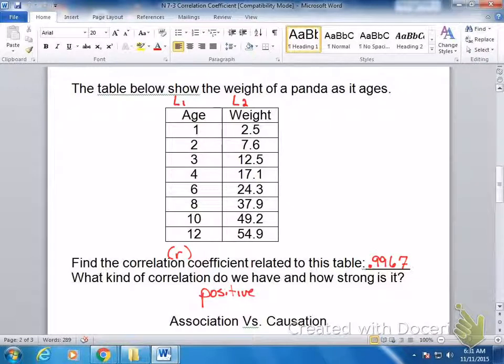But we also want to tell how strong it is. Well, 0.9967 is really close to 1, so we have a pretty strong correlation. Okay? So that's really not that bad. Remember to put it in your calculator correctly. There are a lot of decimals in some of these. You have to be really careful when you put those in your calculator, because if you put in 549 instead of 54.9, it's going to really affect your answer, so be careful there.